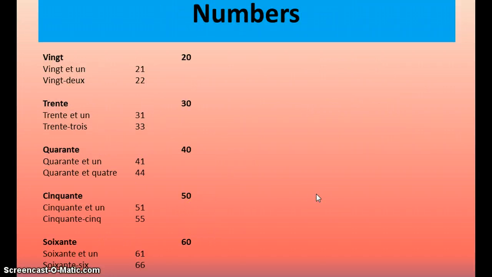Next we have the numbers. The 20s, 30s, 40s, 50s, and 60s all follow the same format. So to say 21, 31, 41, 51, 61, you put the word et and then the number 1. So 21, vingt et un, 31, trente et un, 41, quarante et un, 51, cinquante et un, and 61, soixante et un.